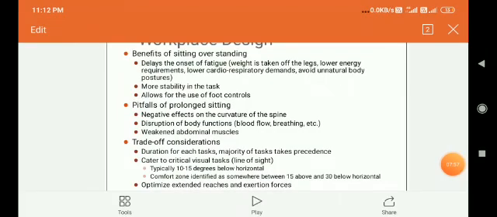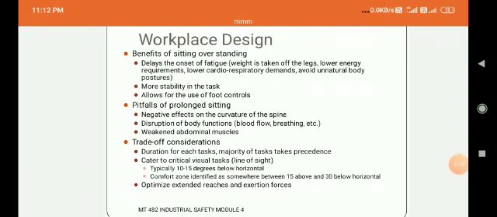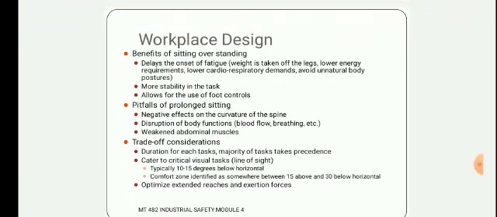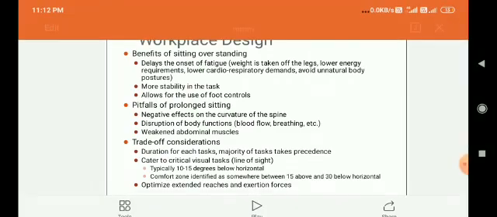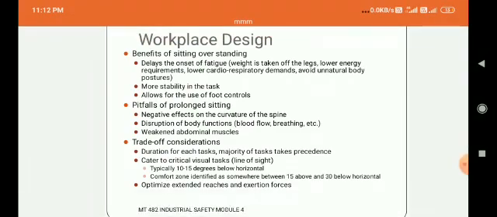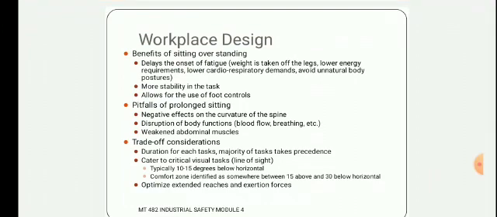Okay, trade-off considerations. Then the duration of each task. In between each task, there should be some interval. Majority of the tasks takes precedence. Okay, so which one should we prioritize in our task? So which one is having more priority? They should precede all other works. Okay, then we should cater to our visual task.